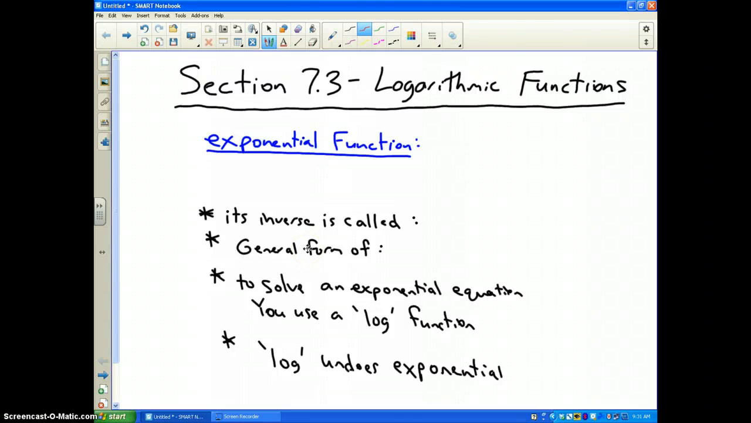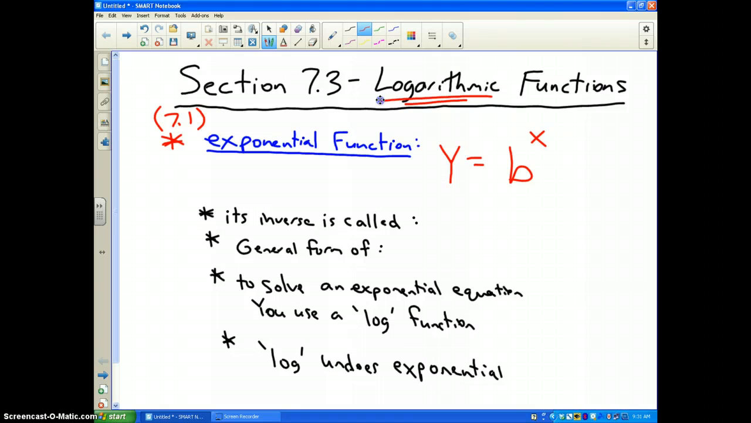Section 7.3 gets into a brand new topic that you've never seen before, which is called logarithmic functions. Through these slides, I'm going to explain what a logarithmic function is. But first of all, I'm going to go back to section 7.1. In section 7.1, you learned that the general form of an exponential function is y equals ab to the x.